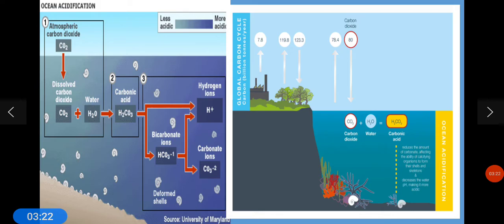And there is also an increased level of hydrogen ions that will make the seawater acidic. Because when there is the dissociation of bicarbonate, some of the hydrogen ions will be released, so the seawater will become acidic.